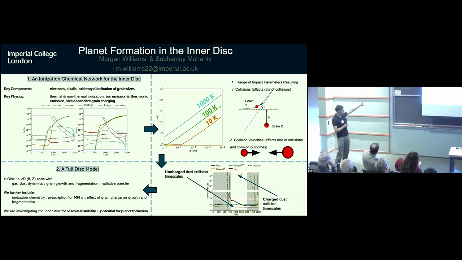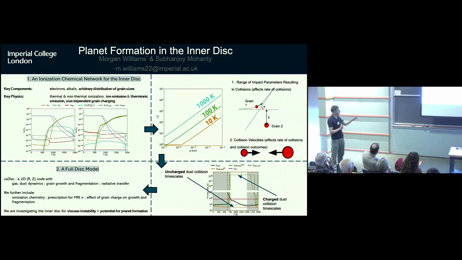So if we look at this plot here, we can see that with different distributions of grain sizes, with other properties held fixed, the abundances that we derive of all these components vary by several orders of magnitude. Crucially, the electron abundance is the most significant for determining resistivities for MHD calculations, which we'll perform later on.